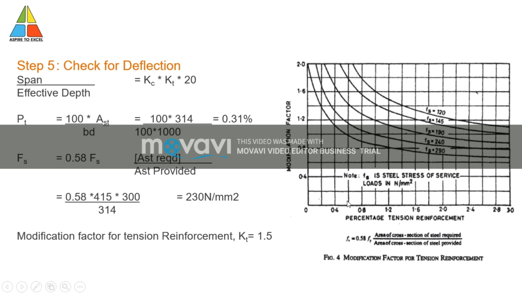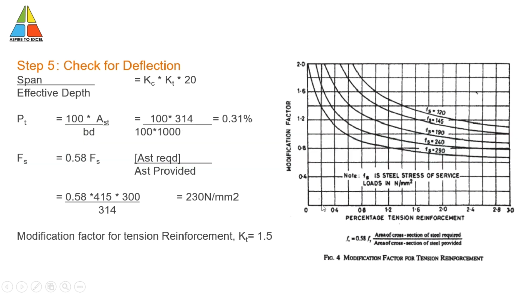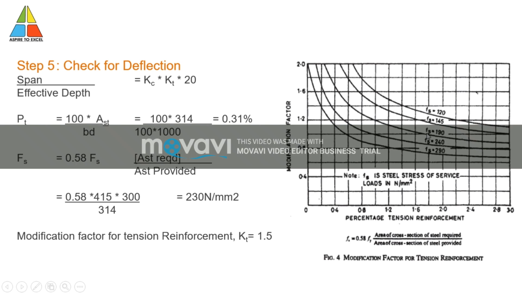A quick recap: on the x-axis we have the percentage of steel. Percentage of steel is 0.31. You put a scale. This line is 0.2. This is 0.4. Somewhere in between, slightly towards the right side, and you move up, and you come to this. Fs is equal to 240. So this is the steel that we are using. So its approximate value is Kt equal to 1.5.